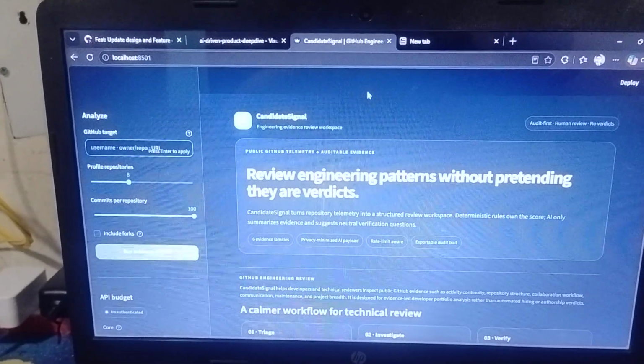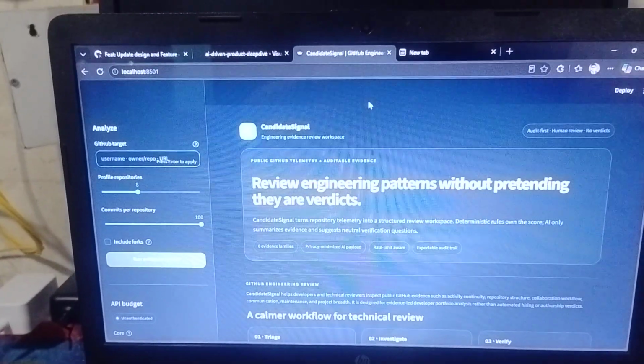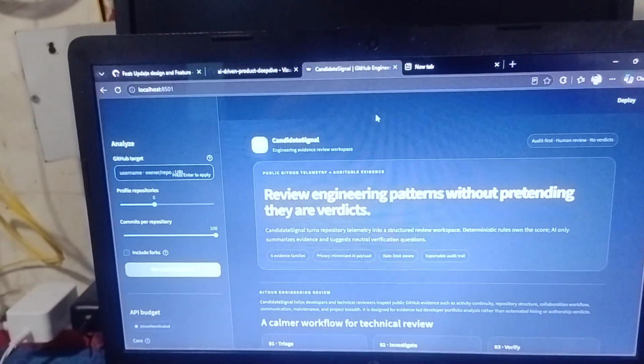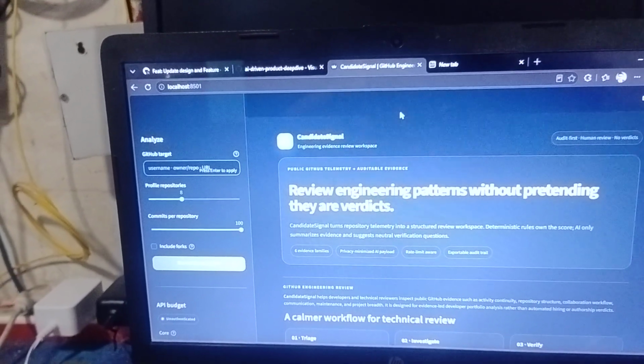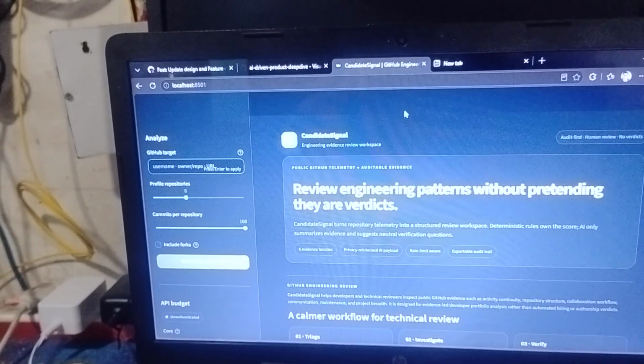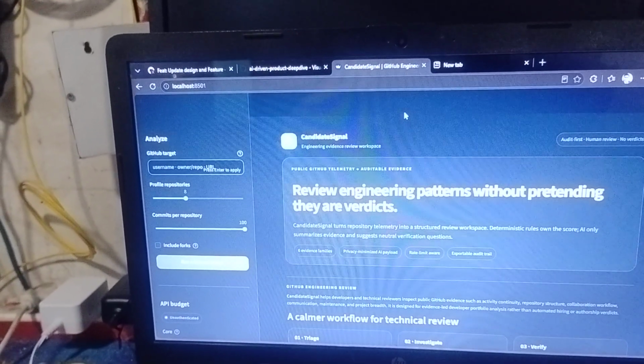Imagine you are reviewing a developer today. They have 10 GitHub repositories, hundreds of commits, a polished README, and a great looking portfolio. But which part actually tells you something useful about how they build software? That's the problem I want to solve.